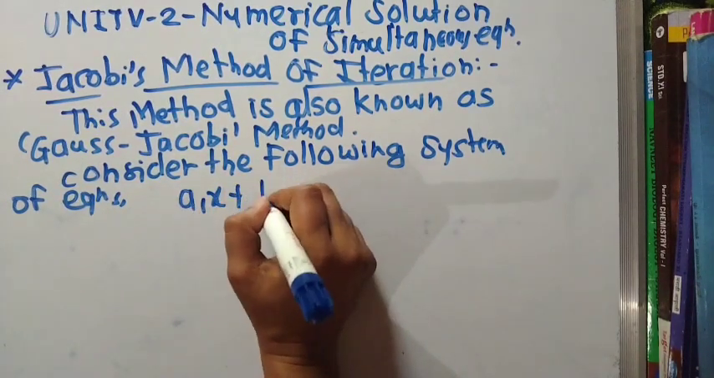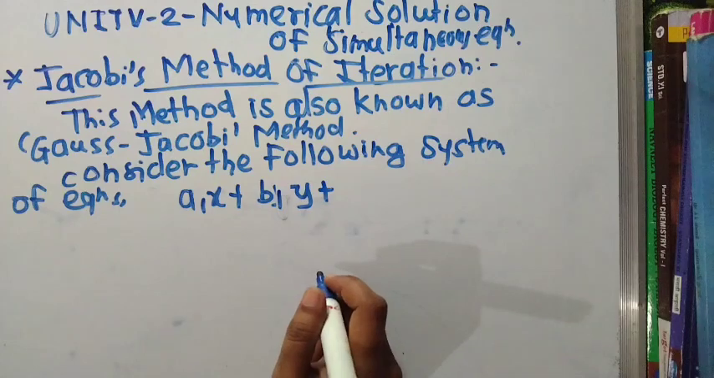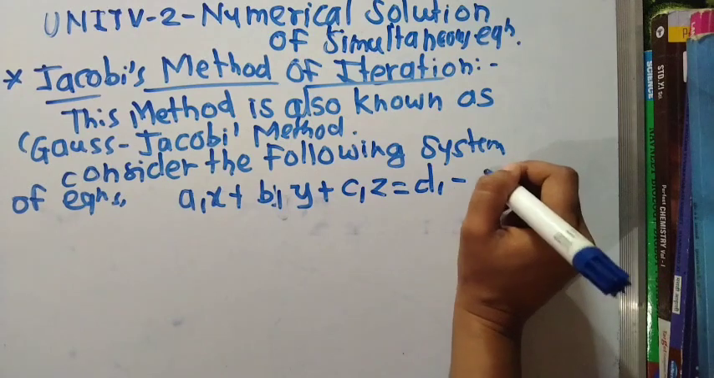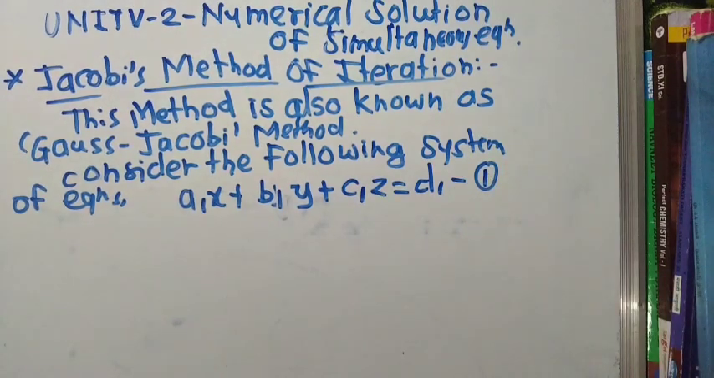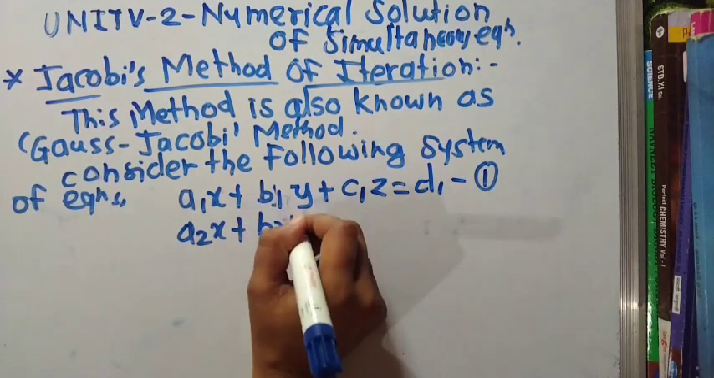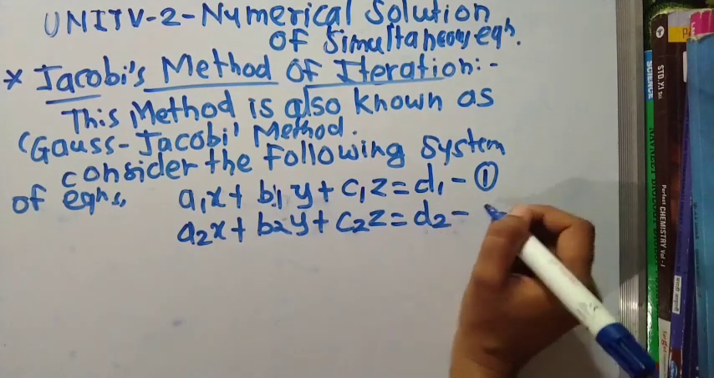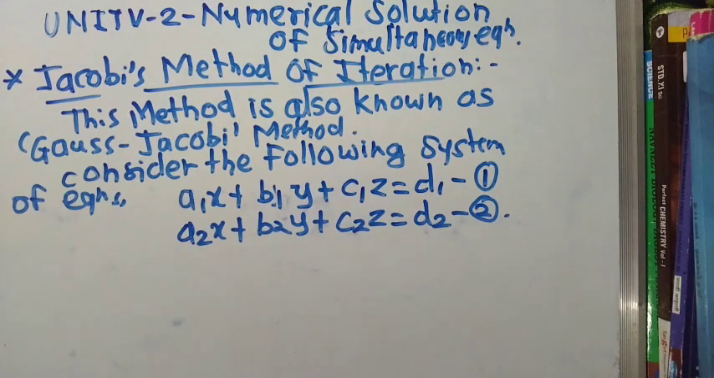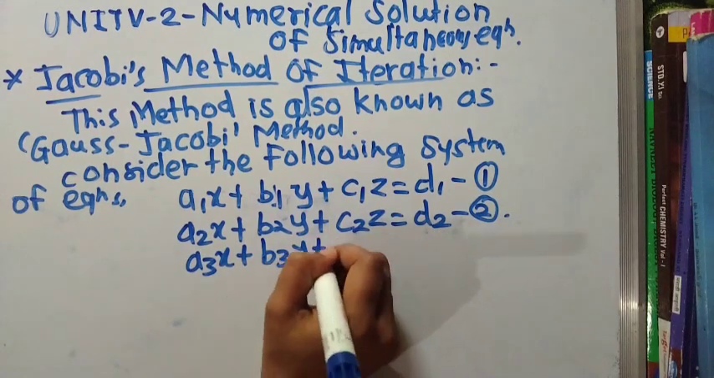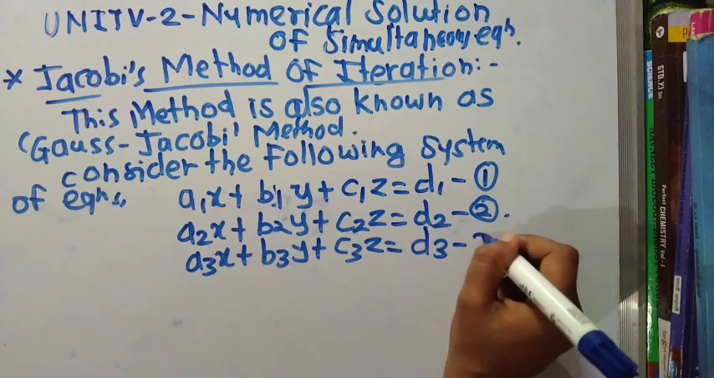a1x plus b1y plus c1z is equal to d1. These are the first equation. Then second is a2x plus b2y plus c2z is equal to d2. These are the second equation. Then third is a3x plus b3y plus c3z is equal to d3.